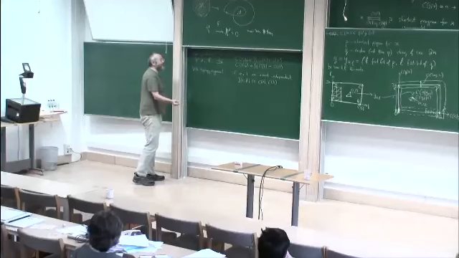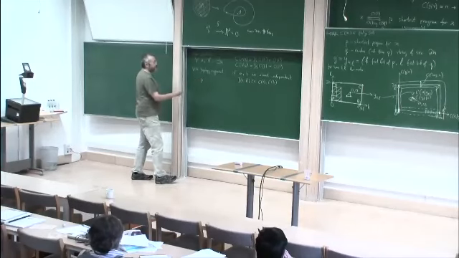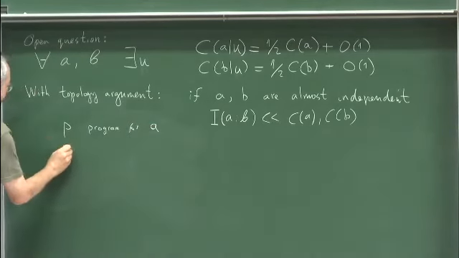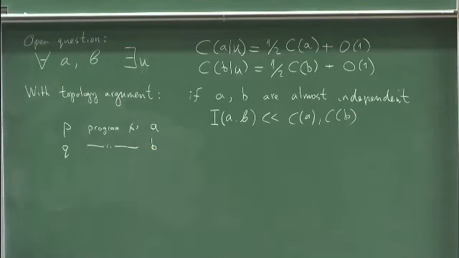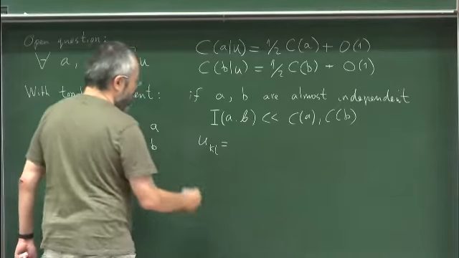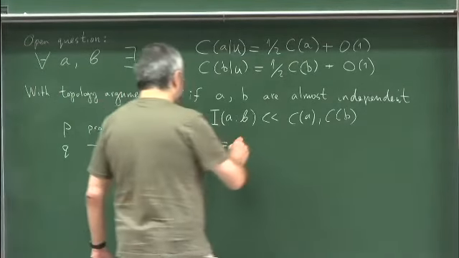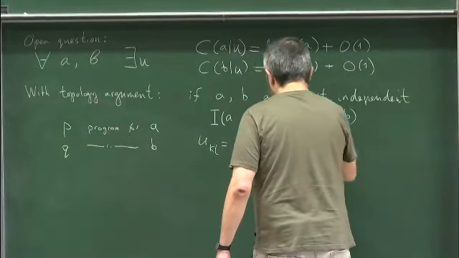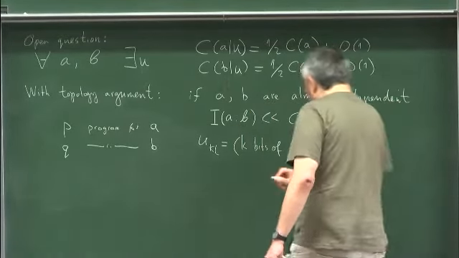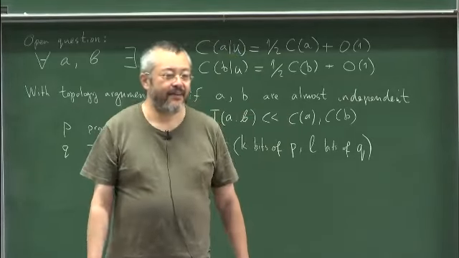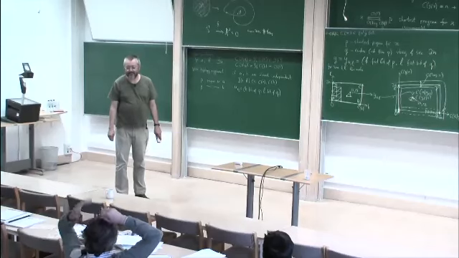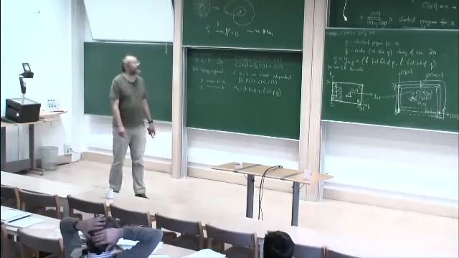So the only reasonable thing to do is just to take a shortest program P for A, a shortest program Q for B, and then take u(k,l), which is k bits of P and l bits of Q. Why do we start with the shortest programs for A and B instead of A and B themselves? Why this strange thing? Yeah, here is the problem.